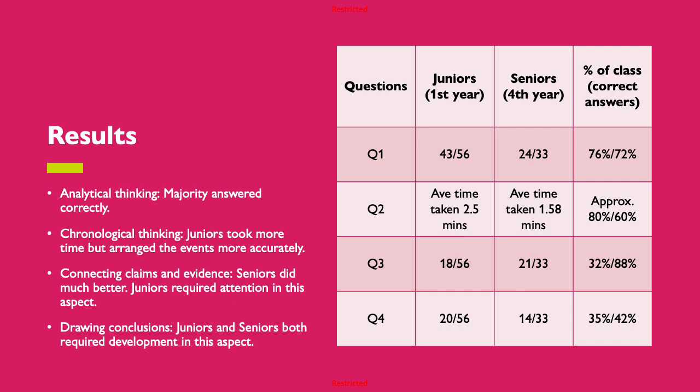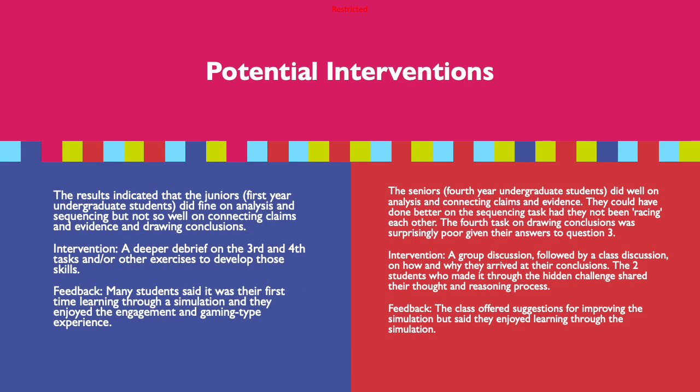In terms of connecting claims and evidence, the seniors did much better. And in coming to a conclusion regarding the homicide, both juniors and seniors required more development in this aspect. The results indicated that the juniors did fine on analysis and sequencing but not so well on connecting claims and evidence and drawing conclusions. With the results, I conducted a deeper debrief on the 3rd and 4th tasks.